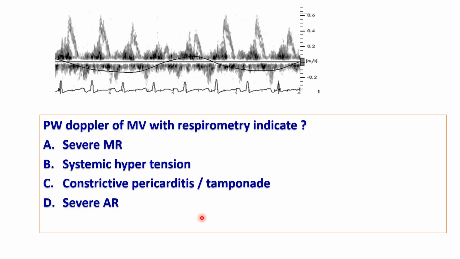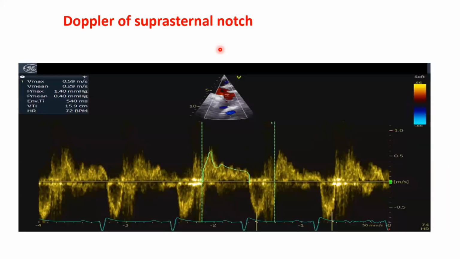Sorry, this is the pulse Doppler of the mitral valve with the spirometer. In the spirometer tracing, the ascending leg is inspiration and the descending leg is expiration. During inspiration, the left-sided blood flow will be decreased, and during expiration, the left-sided blood flow will be increased. A variation in the flow of more than 25% indicates constrictive pericarditis or cardiac tamponade.